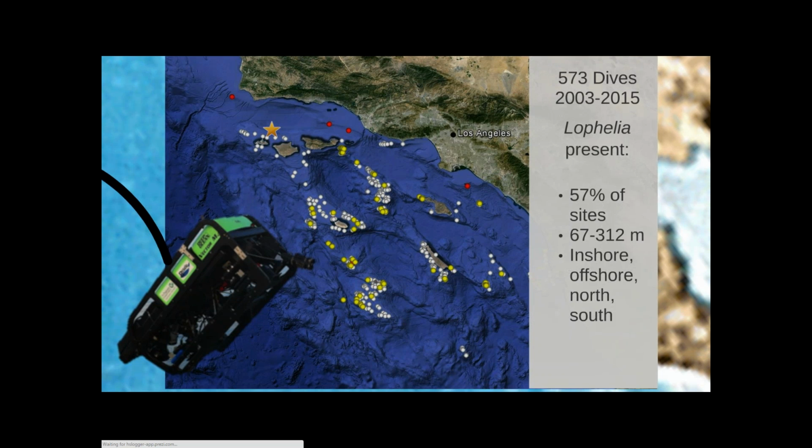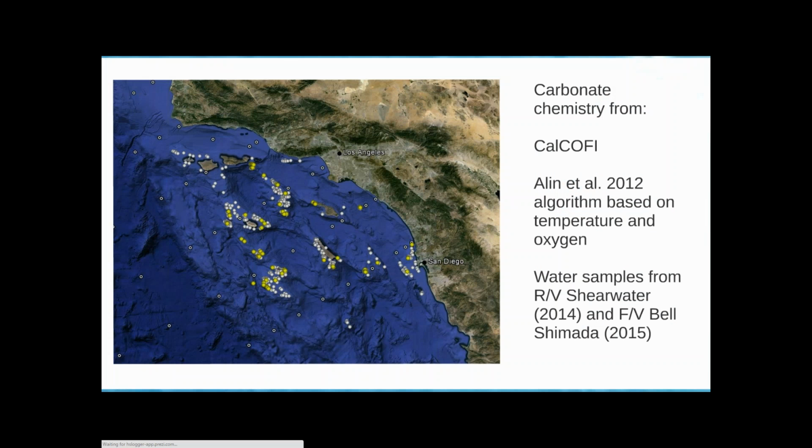We used long-term hydrographic data from CalCOFI, the California Cooperative Oceanic Fisheries Investigations, which has over 50 years of data, and an empirical model developed by Allen et al. 2012 based on temperature and oxygen to derive aragonite saturation. We also verified that these benthic temperatures and oxygens matched the hydrographic surveys using the CTD data collected from our ROVs. And carbonate chemistry was also collected directly by CalCOFI over the past couple of years and is publicly available online.